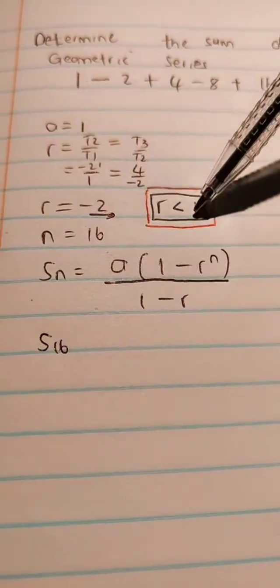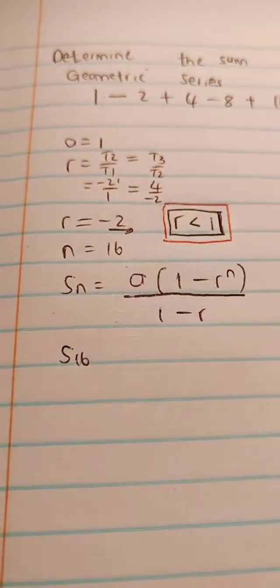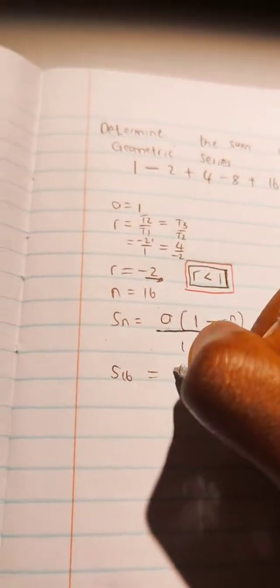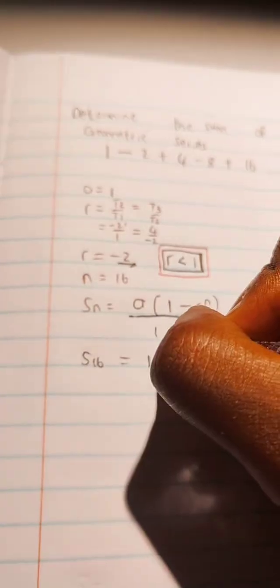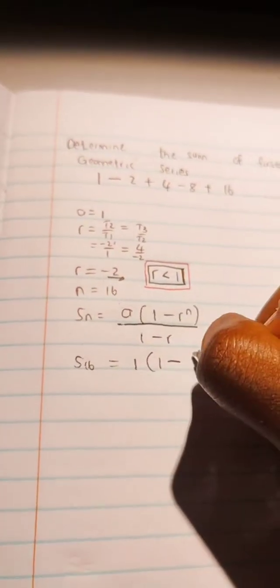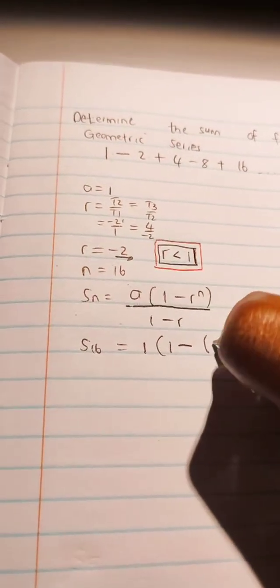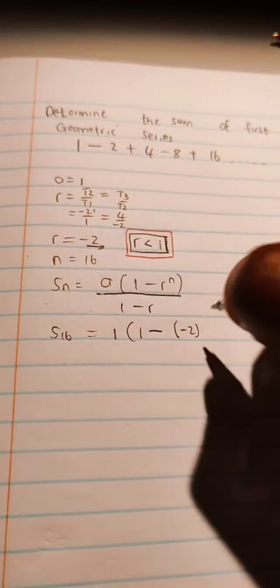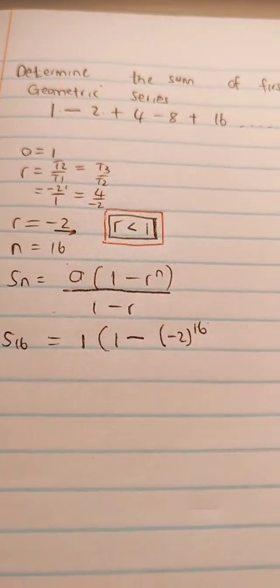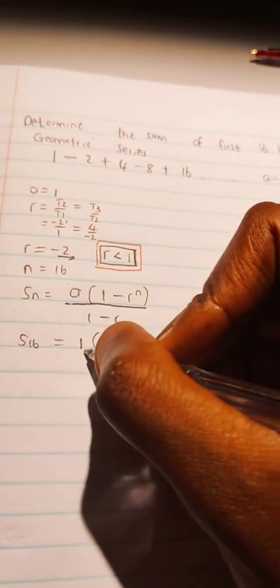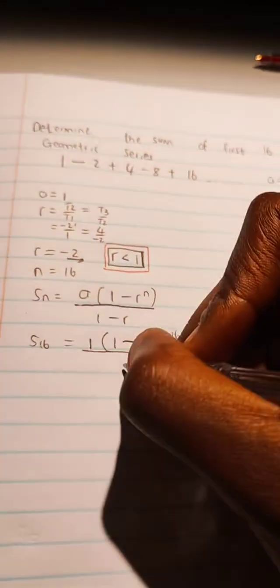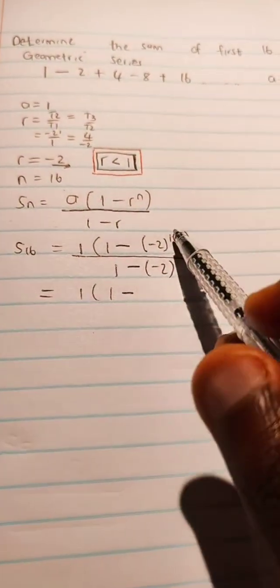So r is -2. This is a value that is less than 1, so we use this formula. Let's go ahead and use it. a is 1, into 1 minus r, we get -2 to the power what? 16. 1 minus -2. 1 minus 2 to the power 16.